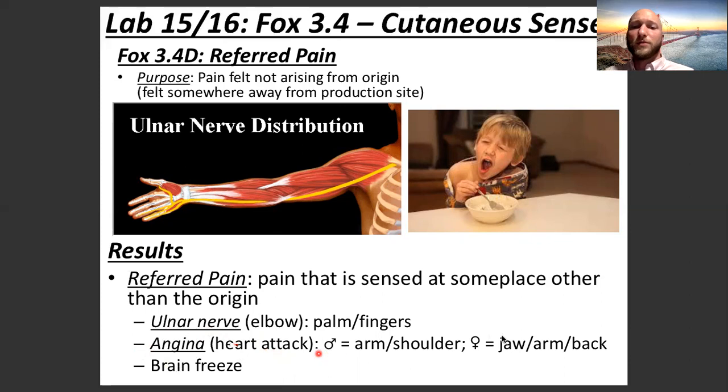Some people feel pain moving into their jaw or arm or back. Again, the problem is not in your jaw, arm, or back. You're having a heart attack. Pain not felt where the origin is. Brain freeze: you get your mouth cold and you get a headache. Referred pain. Referred pain happens all the time. It's super common, and you will have patients that have referred pain.